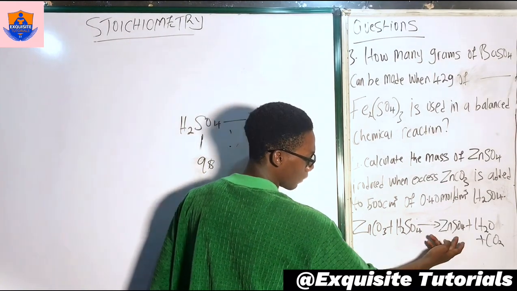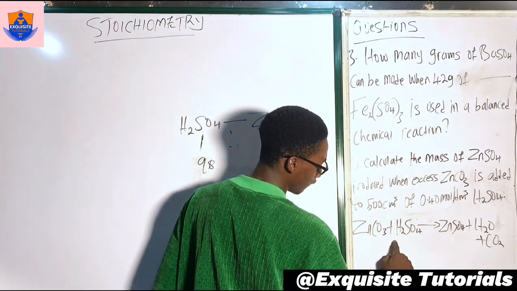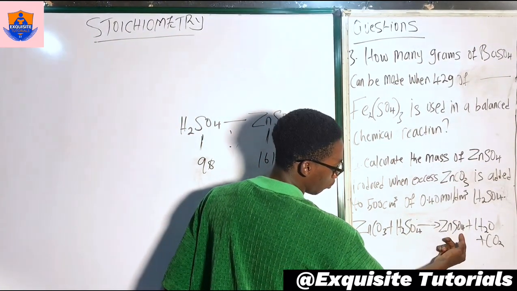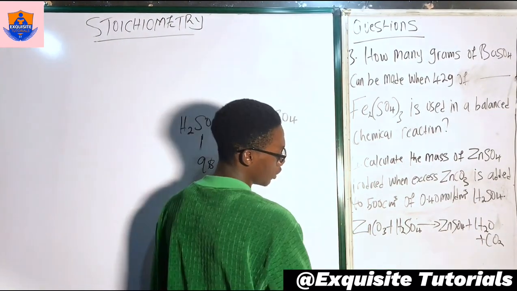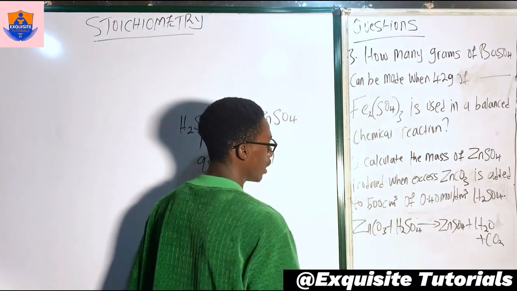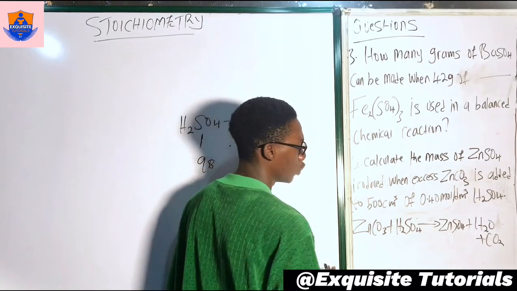Carbon here 1, carbon here is 1 as well. Oxygen here is 3 plus oxygen here 4, so 7 oxygen on the right hand side. And oxygen is 4 plus 1 here plus 2 here, so we have to be 7 as well. So sulfur is 1, so the equation is actually balanced. Hydrogen here is 2, hydrogen here is 2, so the equation is balanced.